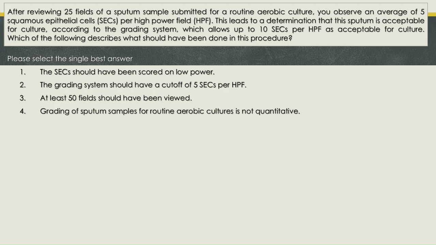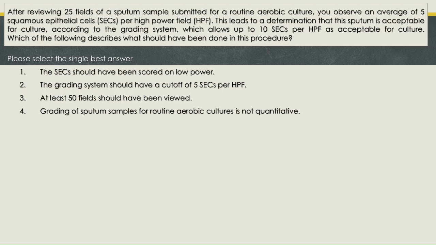1. The squamous epithelial cells should have been scored on low power. 2. The grading system should have a cutoff of 5 squamous epithelial cells per HPF. 3. At least 50 fields should have been viewed. 4. Grading of sputum samples for routine aerobic cultures is not quantitative.